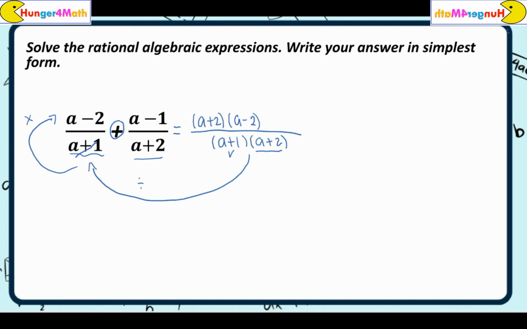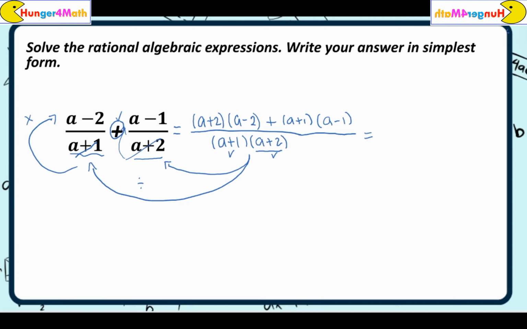Alright, then next is plus. Then we're going to do it also in our second expression. So we're going to divide it here. Now, since a plus 2 is the same as the a plus 2 right here, we can cancel this out. What will remain is a plus 1 that we're going to multiply to the numerator a minus 1. That will turn into a plus 1 times a minus 1. Now let's continue.